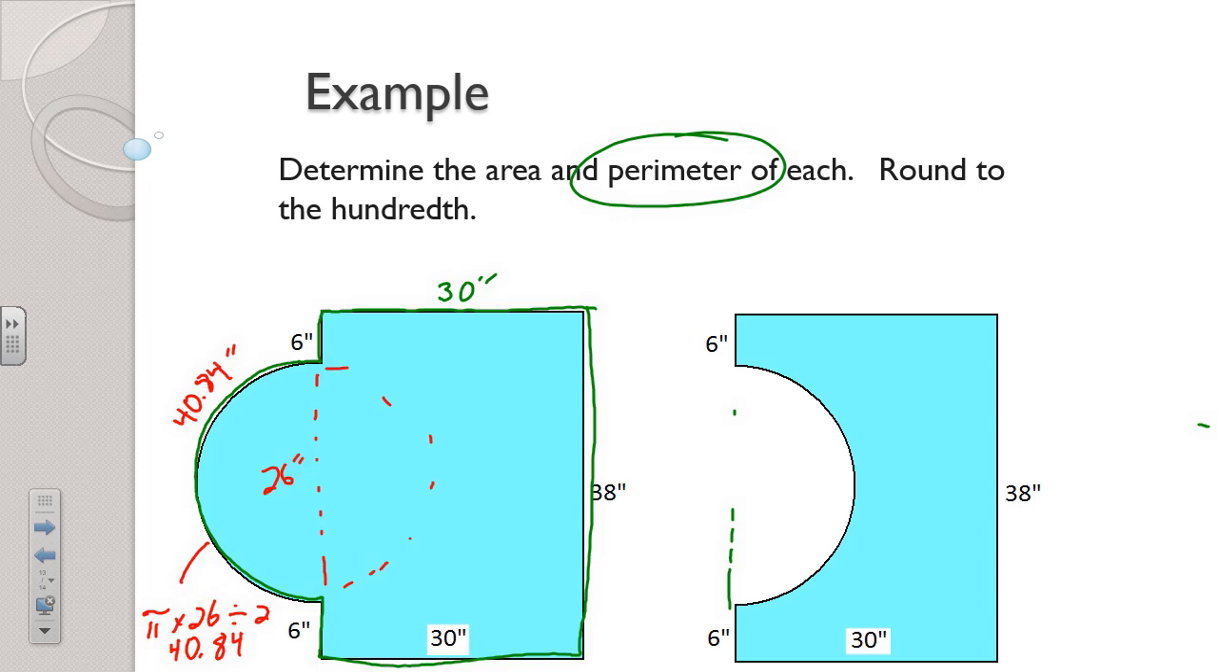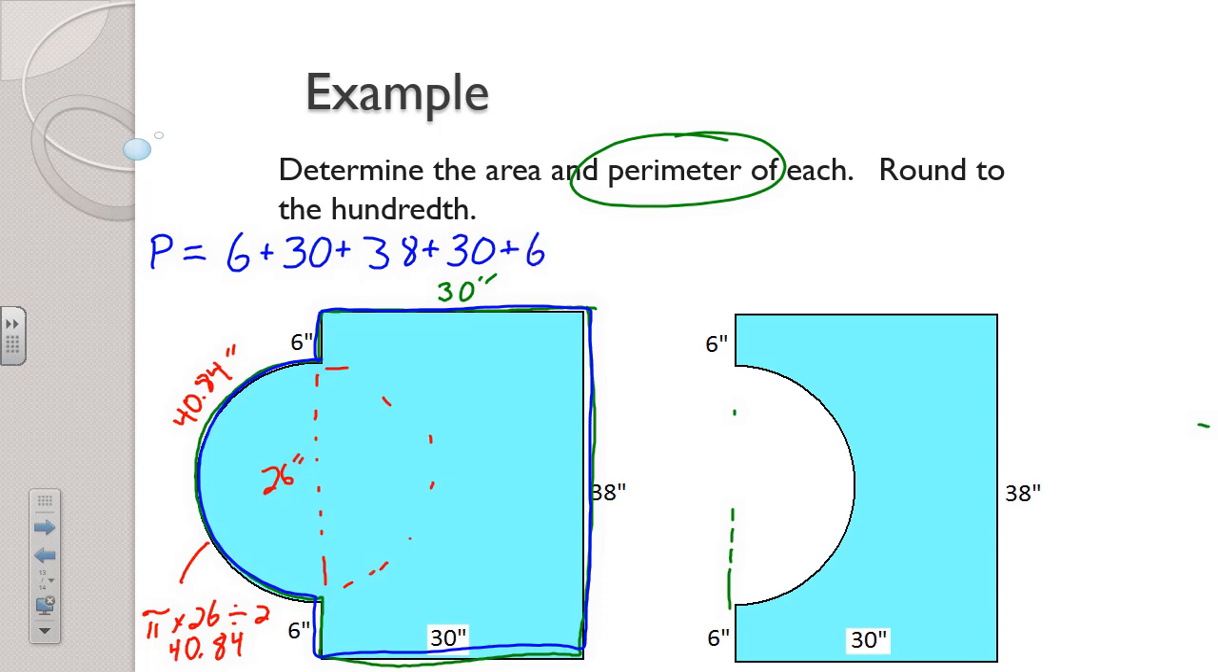Now we can find the perimeter of that. The perimeter, the distance all the way around the outside edge, is going to be 6 plus 30 plus 38 plus 30 plus 6 as we work our way around the outside, plus that 40.84 inches that we had on our last curve. And that gives us 150.84 inches for our perimeter. That's for the one on the left.